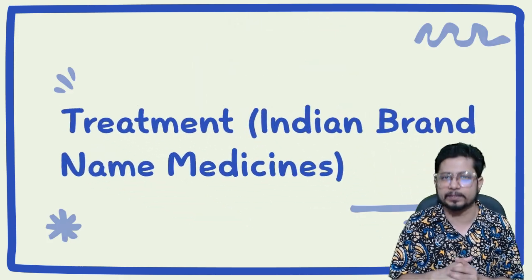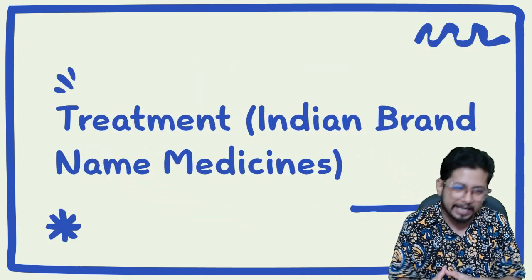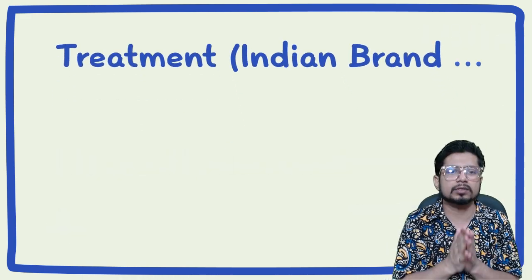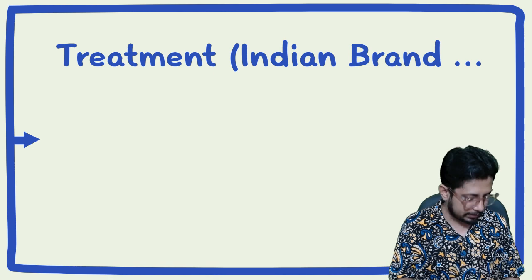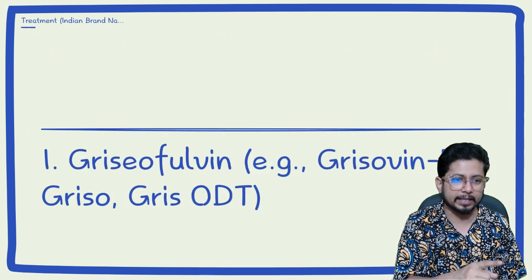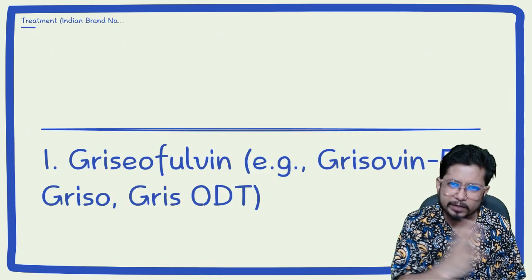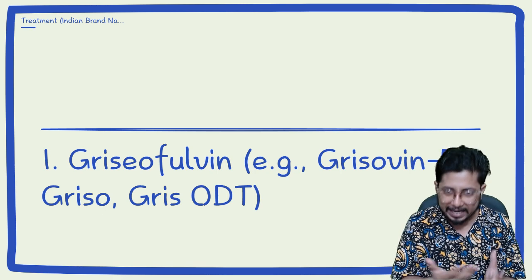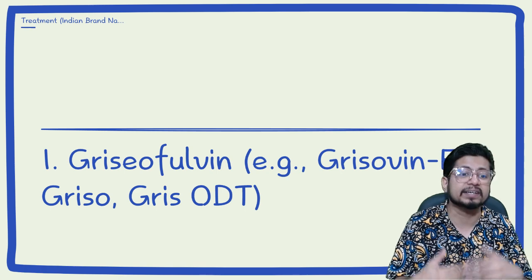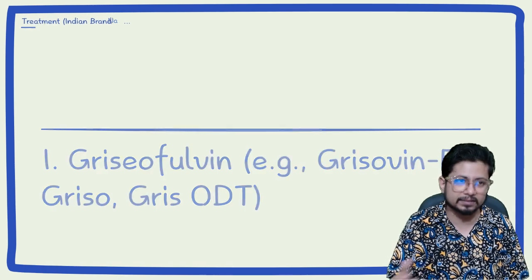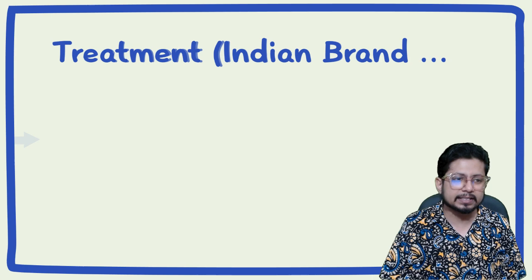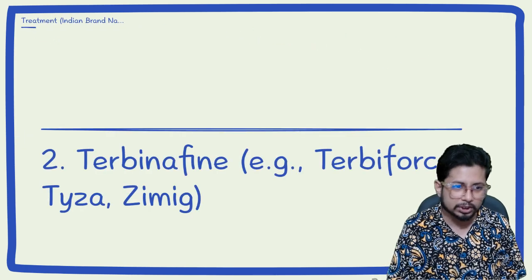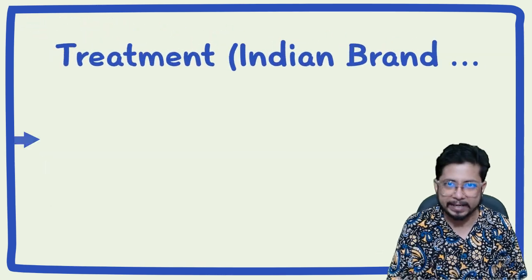The next one is the treatments. We are going to mention the Indian brand names of antifungal drugs that work very well against Tinea capitis. So let's talk about them. The first one is a completely different kind of antifungal: griseofulvin. Example brand names Griseovin FP, Griso or Gris-ODT are the types of drugs that can be utilized. The next set of drugs we can utilize here is terbinafine. Example Terbifos, Tiza or Zimig are the brand names in India.